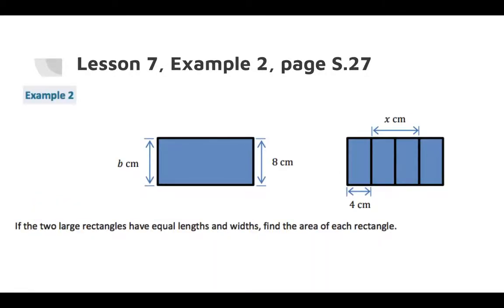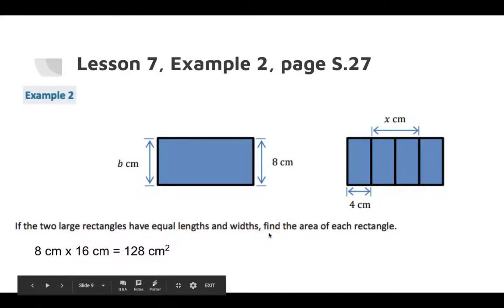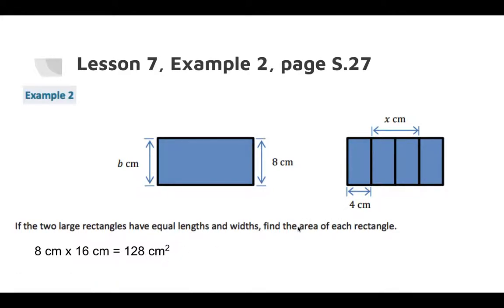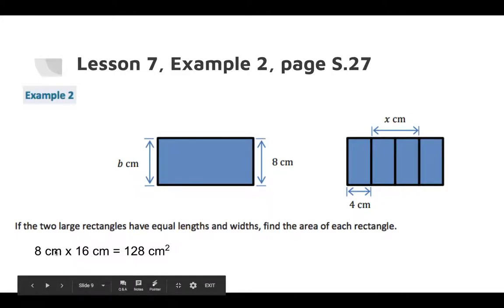So if the two large rectangles have equal lengths and widths, find the area of the rectangle. We know that this side is 8 centimeters because they told us it's the same, and this side is 16 centimeters. So your total area, that means you're measuring what's inside here. That's 128 centimeters squared. Remember, we multiplied 8 times 16, and we're also multiplying the centimeters here. Centimeters times centimeters gives us centimeters squared.